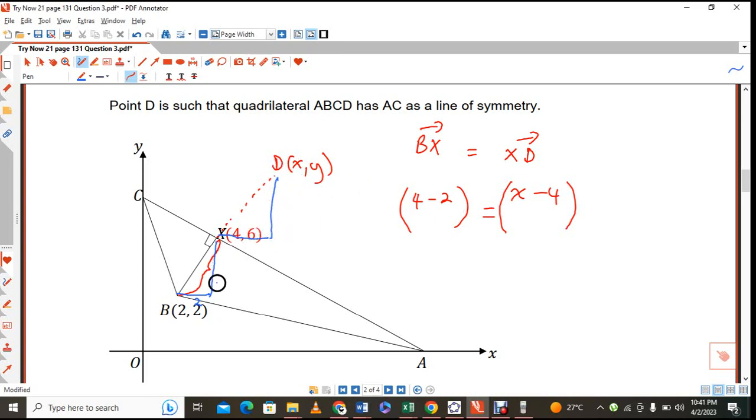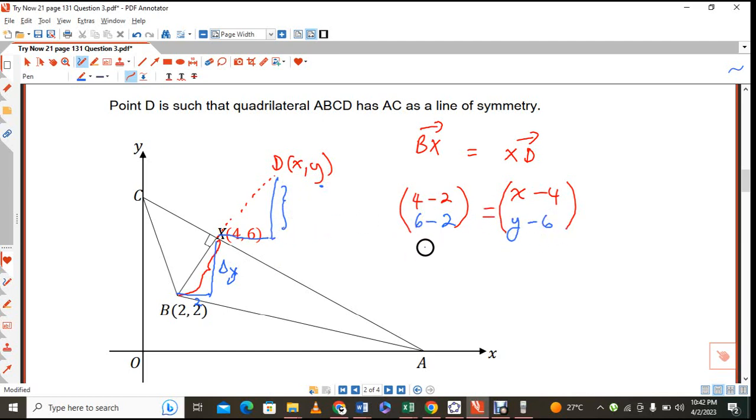Then the y distance should be the same. When you look at the y distance, this is 6 here, so 6 minus 2, so we're now talking about the vertical distance, 6 minus 2, which is this distance over here. So whatever that distance would be, it should be exactly the same distance over there. So 6 minus 2 would be the same as this y minus this value here, which is y minus 6.